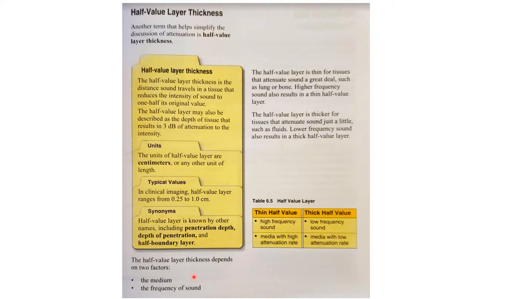The half value layer thickness depends on two factors, the medium and the frequency of the sound. The half value layer is thin for tissues that attenuate sound a great deal, such as lungs or bones. Higher frequency also results in a thinner half value layer. The half value layer is thicker for tissues that attenuate sound just a little, such as fluids. Lower frequency sound also results in a thicker half value layer. And here, qualitatively, we talk about that it's thin when it is high frequency, or you're in a media with a high attenuation rate. And it is thick when we are low frequency in a media with low attenuation rate.